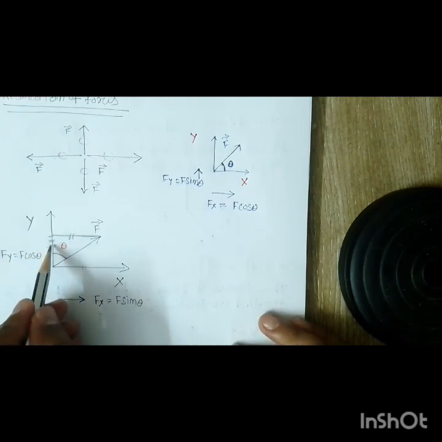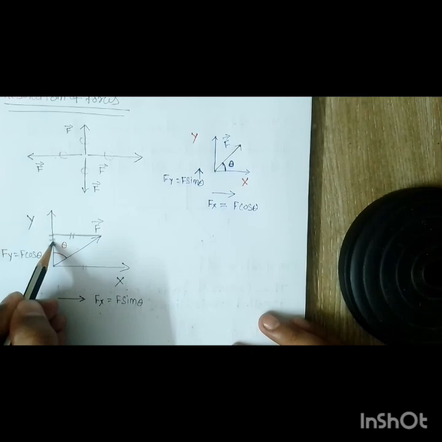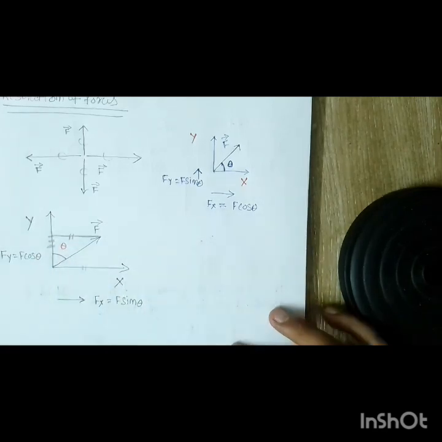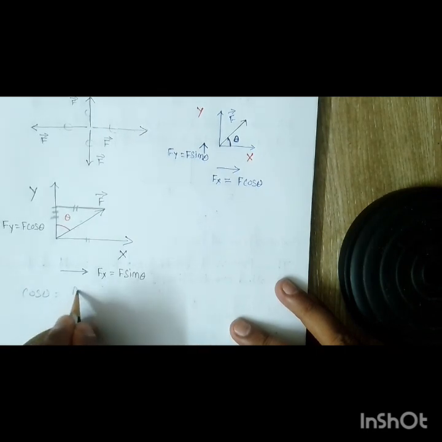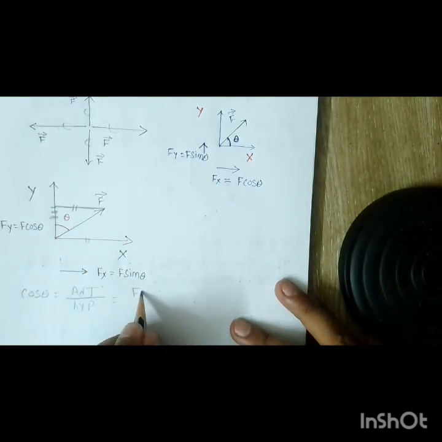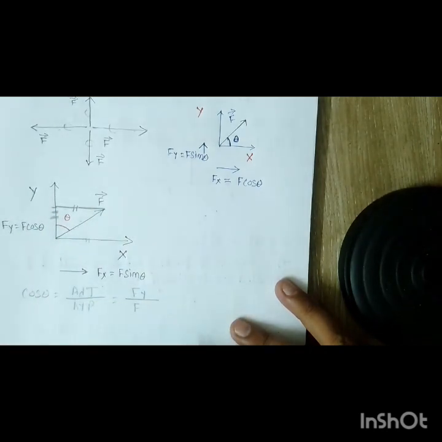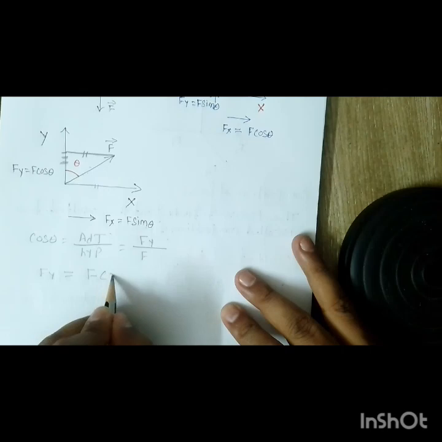So if I want to know the y component, that is fy, we have to get the relation of fy and f. This is your adjacent and this is your hypotenuse. So what is the relation between adjacent and hypotenuse? That is nothing but cos theta, right? So cos theta is adjacent by hypotenuse. Adjacent is fy, which we have to find, and the hypotenuse is given, that is f. When you cross multiply, fy is equal to f cos theta.